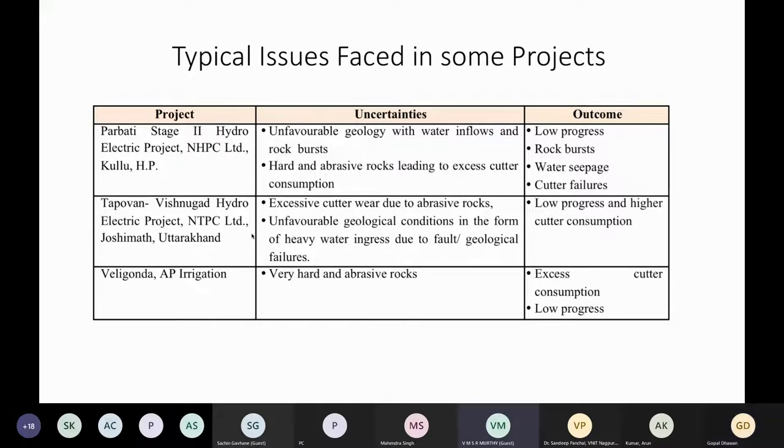And Veligonda is another tunnel, an irrigation tunnel almost completed now. This is an 18 kilometer long tunnel. Two tunnels are being driven in very hard abrasive rocks. Here also the excess consumption of cutters as well as very low progress was seen. So I just wanted to capture.